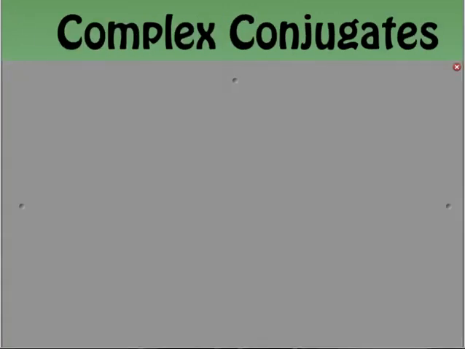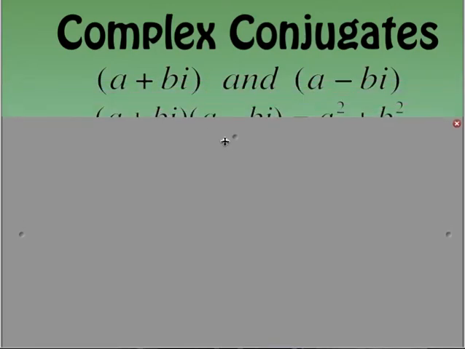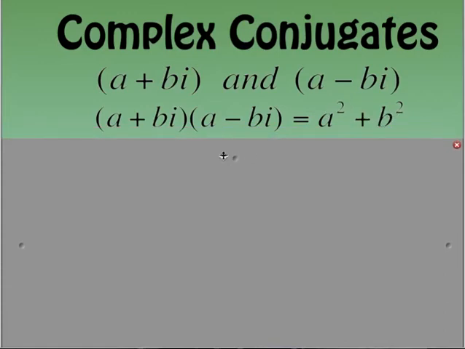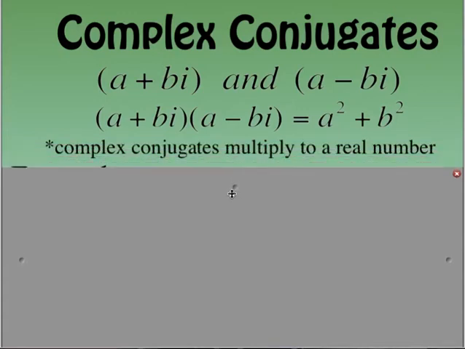Before we get into division, we need to talk about something called complex conjugates. A complex conjugate is an opposite. So if you think of a plus bi as a complex number, its complex conjugate would be a minus bi. And when complex conjugates are multiplied together, they just simply multiply to a squared plus b squared, which is a real number. And I had to introduce complex conjugates because we are going to use these when it comes to division.